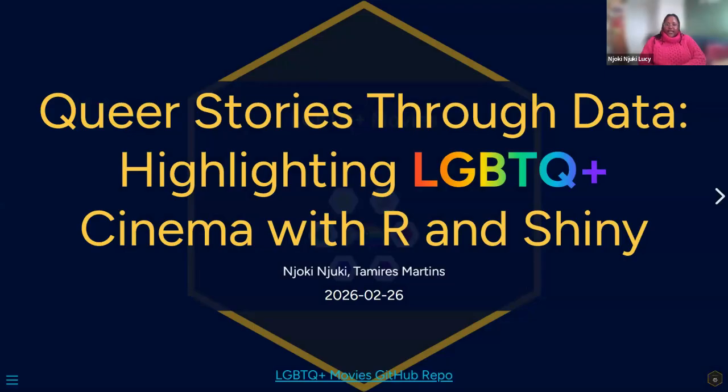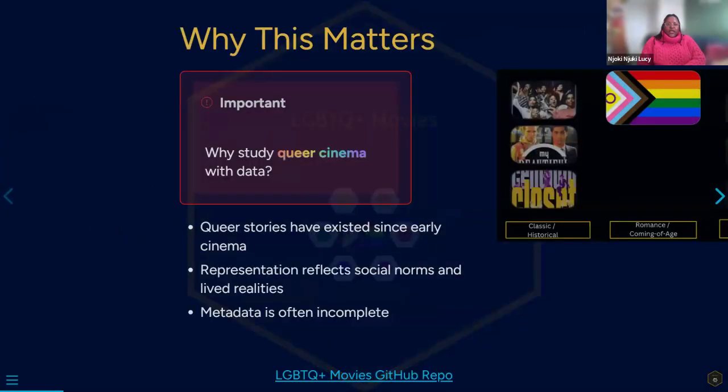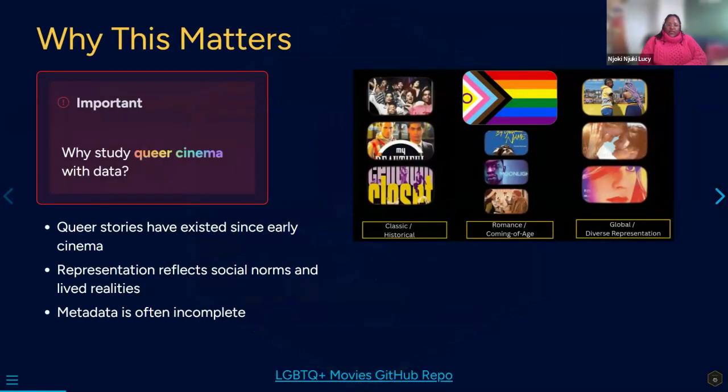My fellow speaker, Tami, and I will be talking about queer stories through data, highlighting LGBTQ plus cinema with R and Shiny. So why study queer cinema with data? Why is it important? Queer stories have existed since early cinema, and their representation reflects social norms and lived realities. And in our case, we found that metadata was incomplete.